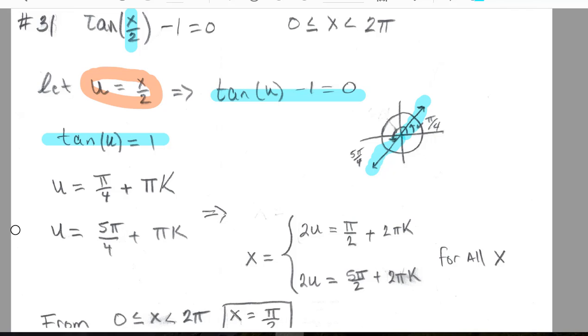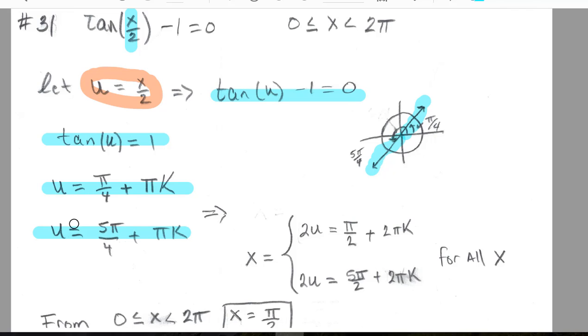Remember, for sines and cosines, when we found the solution on the unit circle, we added 2 times pi times k. For tangent, we don't add 2 times pi times k, we add pi times k. So u is equal to pi over 4 plus pi times k, and 5 pi over 4 plus pi times k. And this would be the solution for all real numbers if we were talking about tangent of u.